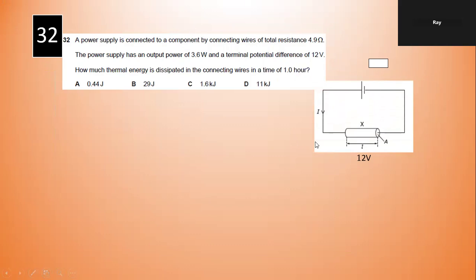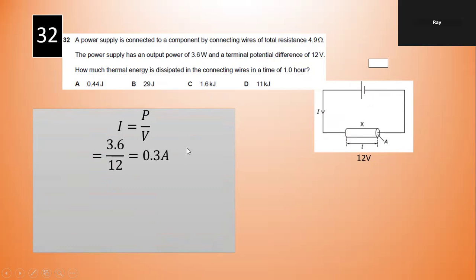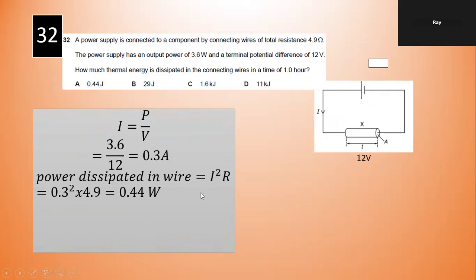12 volt across a wire or resistance. That power supply is 3.6 volt. We can find the current, right? 0.3 ampere. Power dissipated in the wire is I squared R. Okay? I is that, I squared.